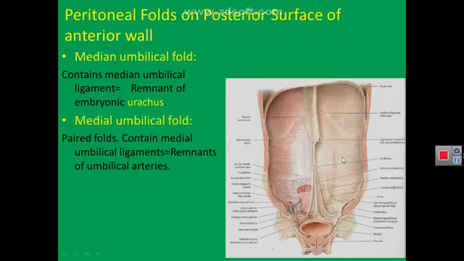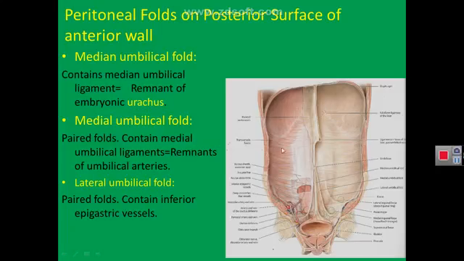This is a view with a figure of the inside of the anterior abdominal wall. You can see this is the urinary bladder, prostate. So I'm looking at the anterior abdominal wall from inside. Surely I'm looking at the peritoneum now. If you look at the abdominal wall from inside, you will find below the umbilicus folds of peritoneum. These folds include the following: one median fold, which is called median umbilical ligament or fold.